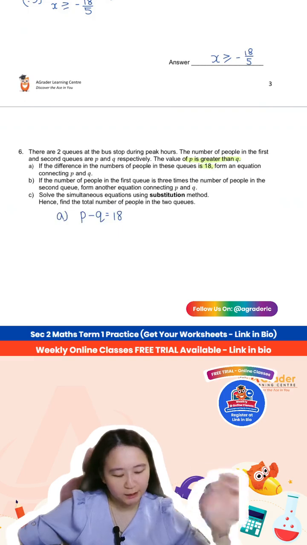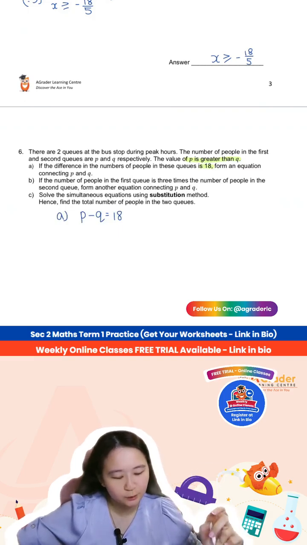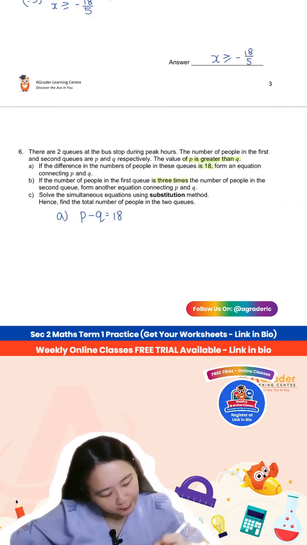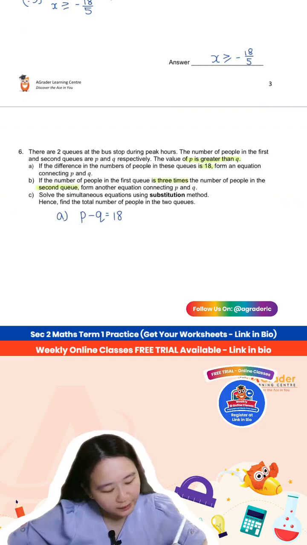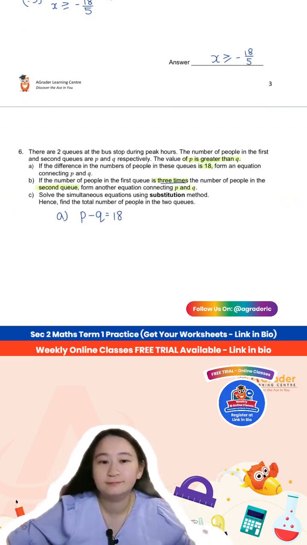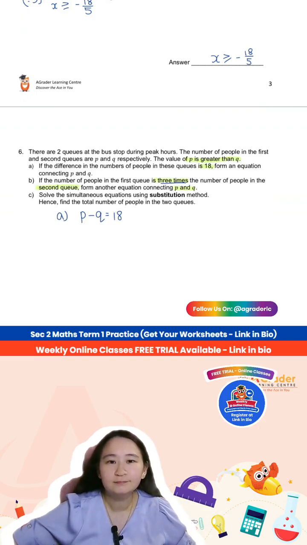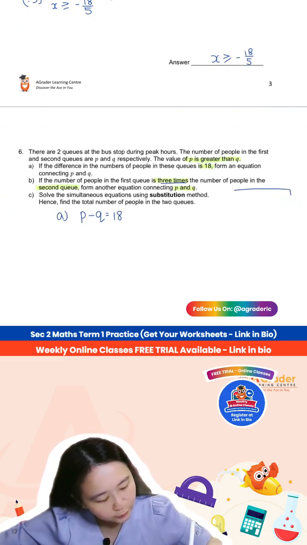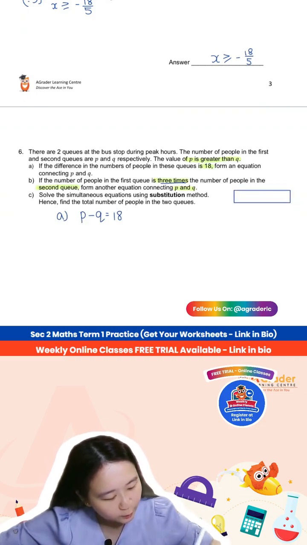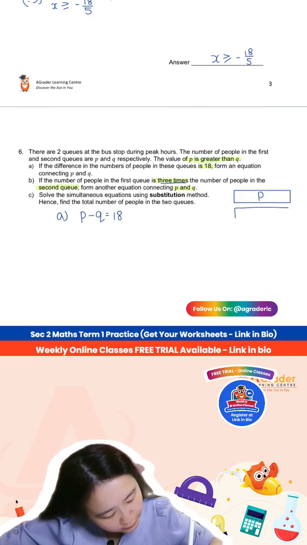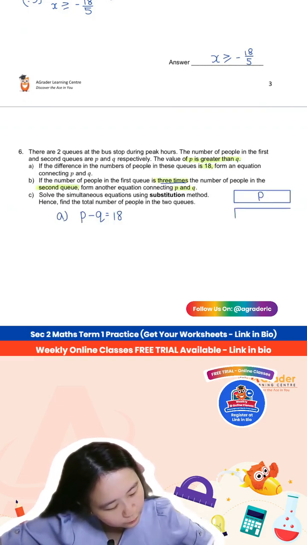Part B, if the number of people in the first queue is 3 times the number of people in the second queue, form another equation connecting P and Q. So 3 times means what? P is greater, right? So P is equal to, so if you want to visualize in terms of the model, P is greater and P is 3 times of Q. Hold on.